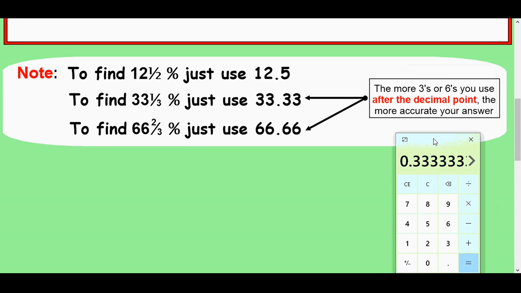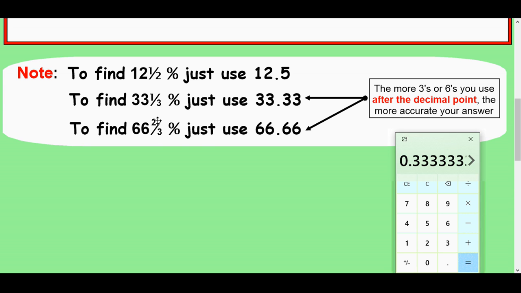The minimum I would recommend of 3's you use after the dot is 2. If you can use more, then that's fine. But if you only use 1, then your answer is not going to be accurate. A third of 100 is not 33.3, is it? If you times 3 by 3.3 you get 9.9, not 10. So you've got to be really careful for that. So use at least 2 3's.